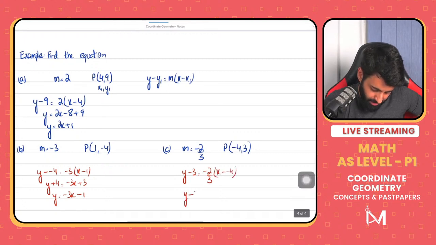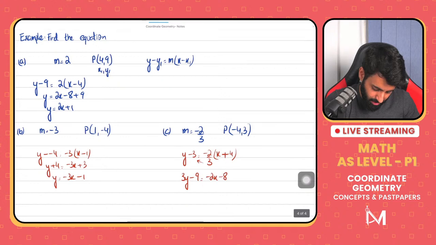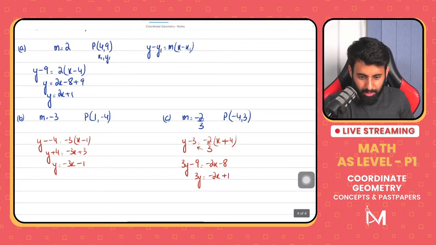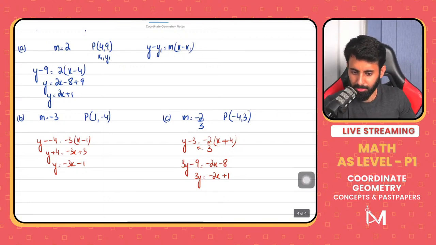which means y minus 3 is equals to, okay, so let's skip a step here. Minus minus will become plus. Now you can cross multiply. So 3y minus 9 is equals to minus 2x minus 8, which means 3y is equals to minus 2x. And then what do we have? Minus 8 plus 9, which is plus 1. There you go. 3y is equals to minus 2x plus 1. Okay, be careful of the signs. Don't make a sign error. You lose marks.